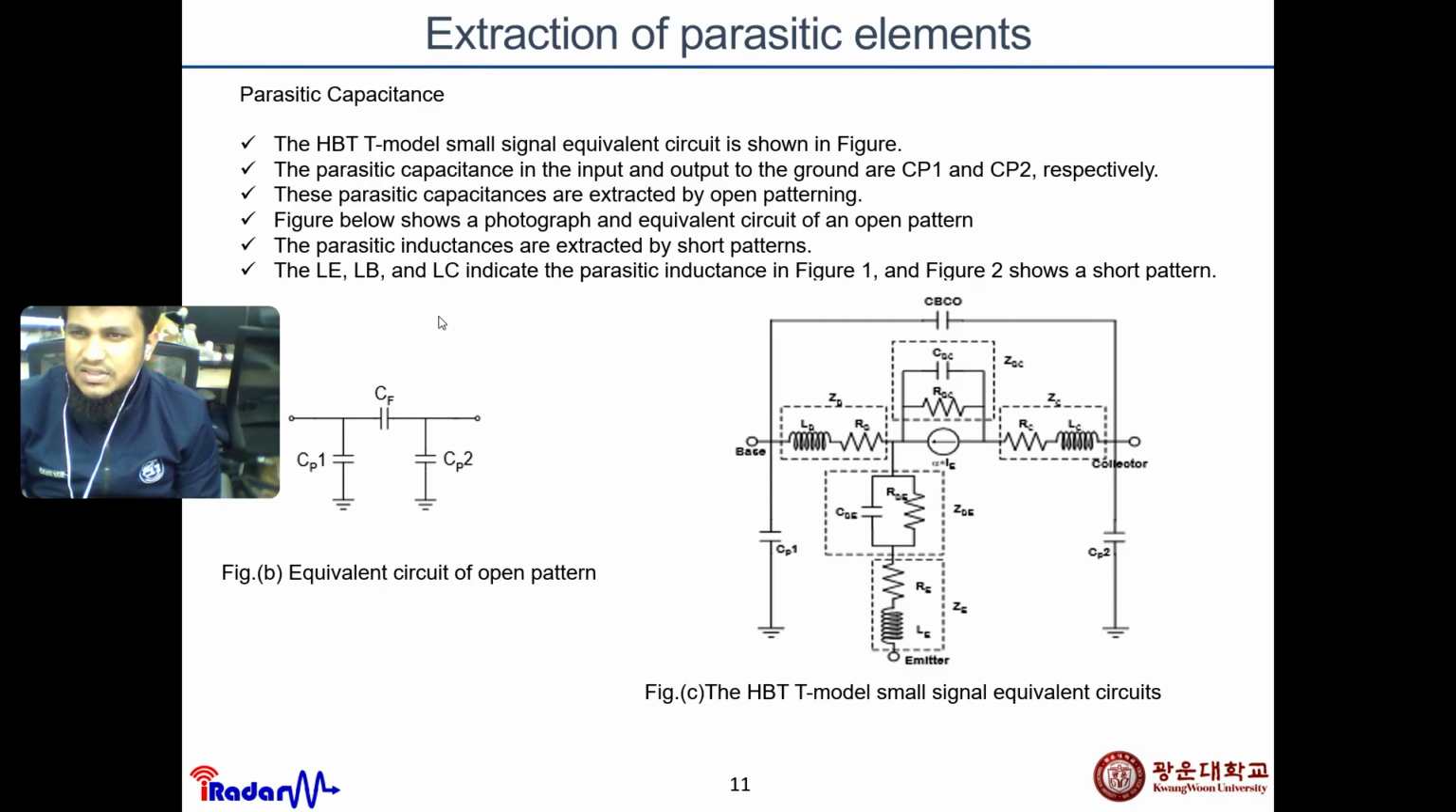LE, LB and LC indicate the parasitic inductance. Parasitic inductance is also connected here. Inductance, we know, is the loop of a coil. This is actually inductance, this is capacitance.